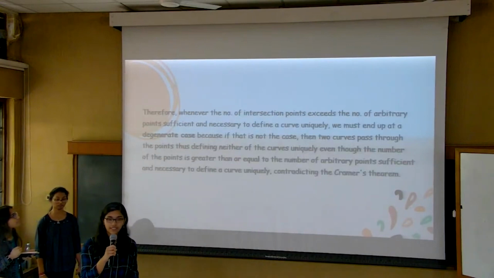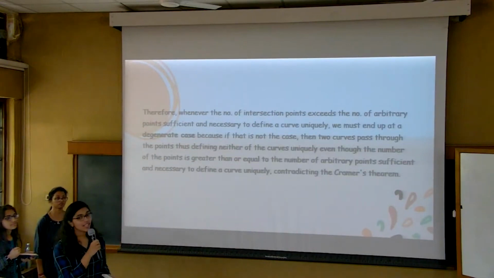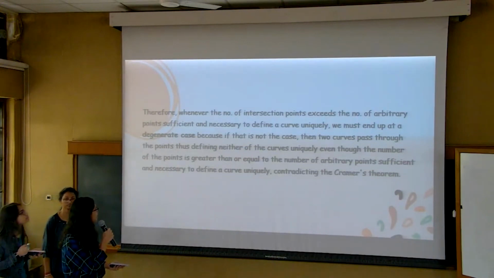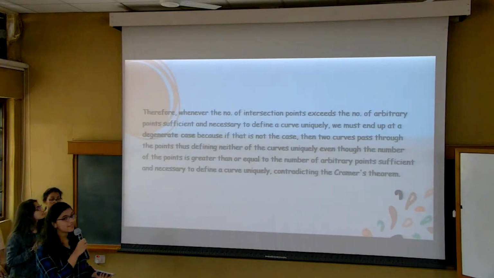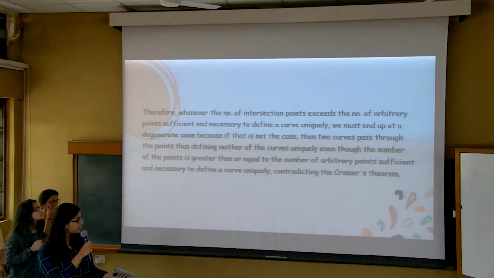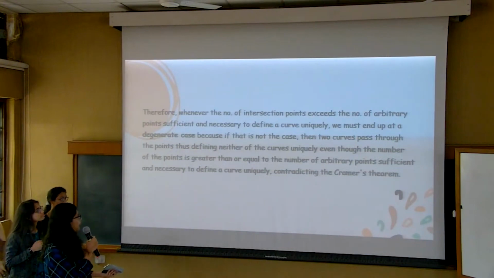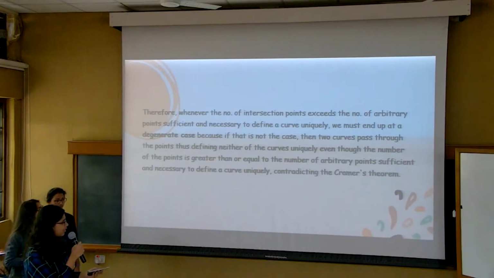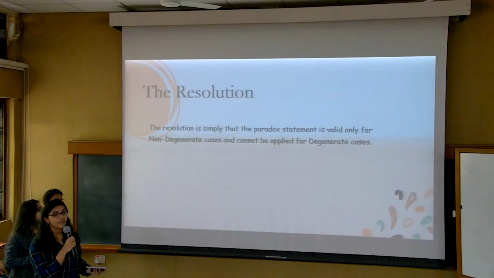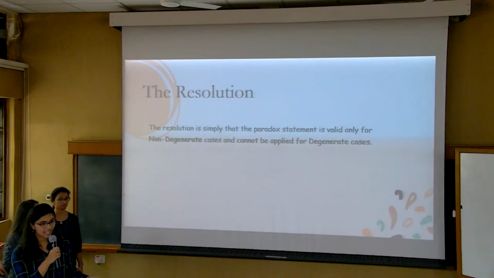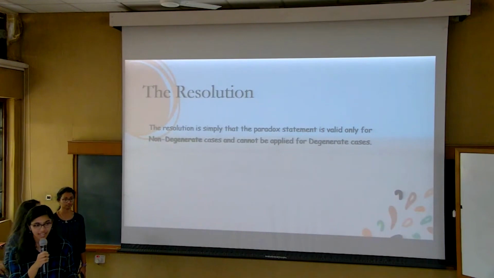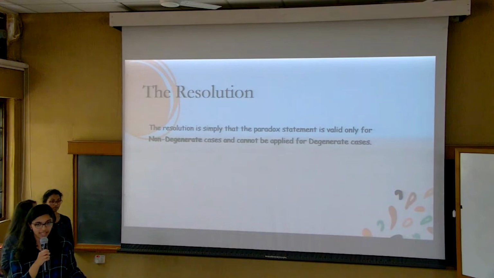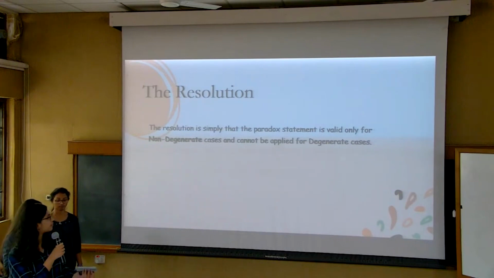Therefore, we see that when the number of intersection points of two curves that we're looking at matches the number of arbitrary points that is necessary to define a curve uniquely, we must end up at a degenerate case. Because if that's not the case, and we do have a non-degenerate case, then both the curves pass through the points defining neither of the curves uniquely, and therefore contradicting Cramer's theorem. This is the basis upon which this paradox is a paradox. The way we resolve this is simply to say that the paradox statement is only valid for non-degenerate cases. This is what Cramer's theorem was talking about. We cannot hope to apply both of these theorems to degenerate cases and illogically argue that the paradox holds.